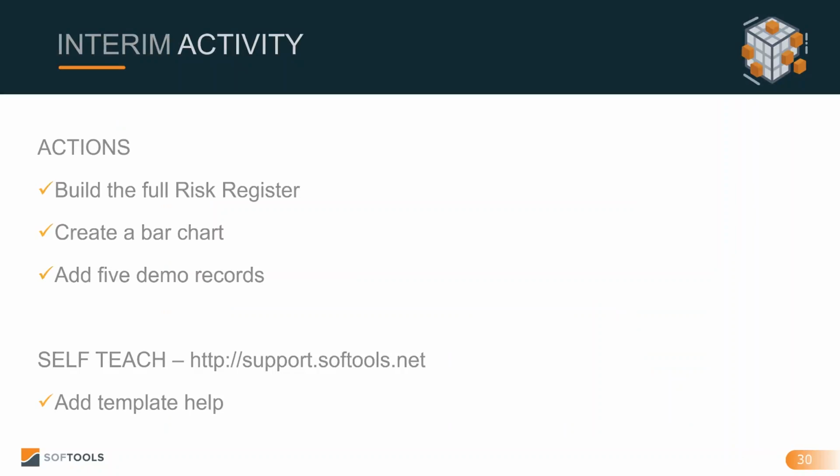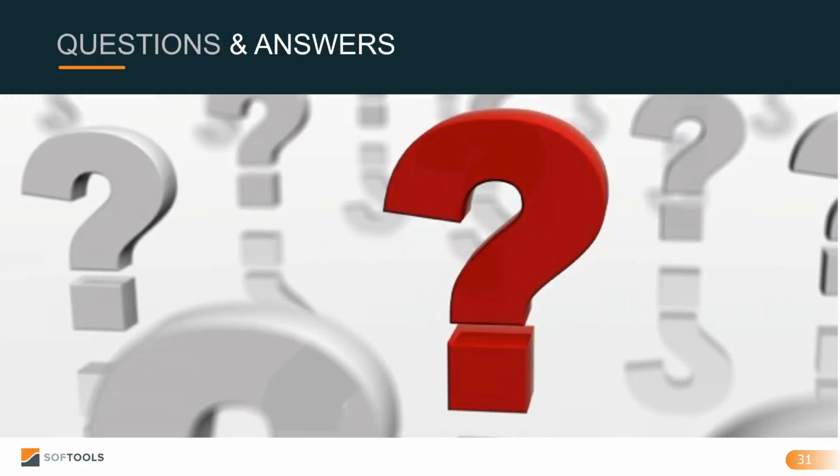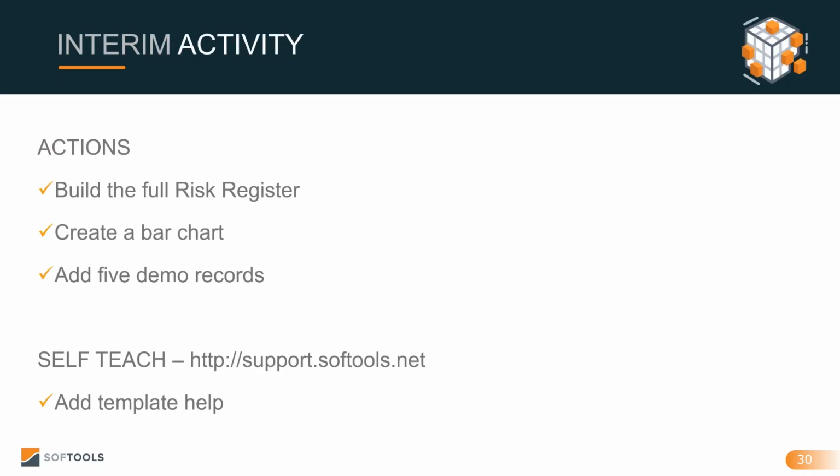Okay, so let's just summarize then in terms of over the next week, then what would be useful. One is to build the full risk register, that's risk 2, add a bar chart and add 5 demo records. For more information, the self-teach element, you've got support.softtools.net. And the other thing we're going to suggest you do is to add template help. But in fact, I think you've already done that. Mark's talked you through that. So you should already have that.